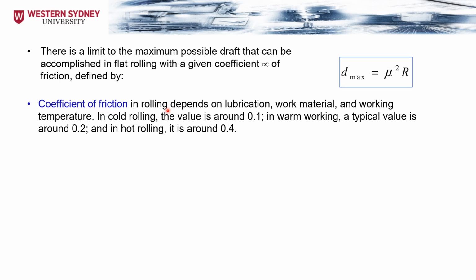Coefficient of friction in rolling depends on the lubrication, the work material, and the working temperature. In cold rolling, the value is about 0.1. In warm working, the typical value is 0.2. In hot rolling, the value increases to 0.4.